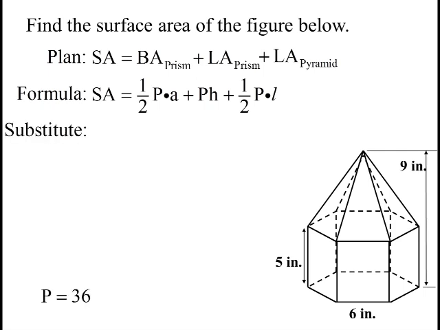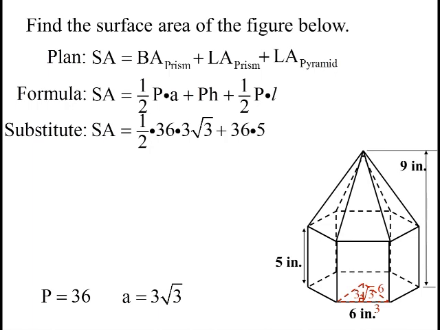The perimeter of the base is 36 because it's a hexagon and each side is 6. Let's figure out what the apothem would be. It is a hexagon, so that's a 30, 60, 90 triangle. Looks like the apothem is going to be 3√3. So we'll plug that in to find the base area.